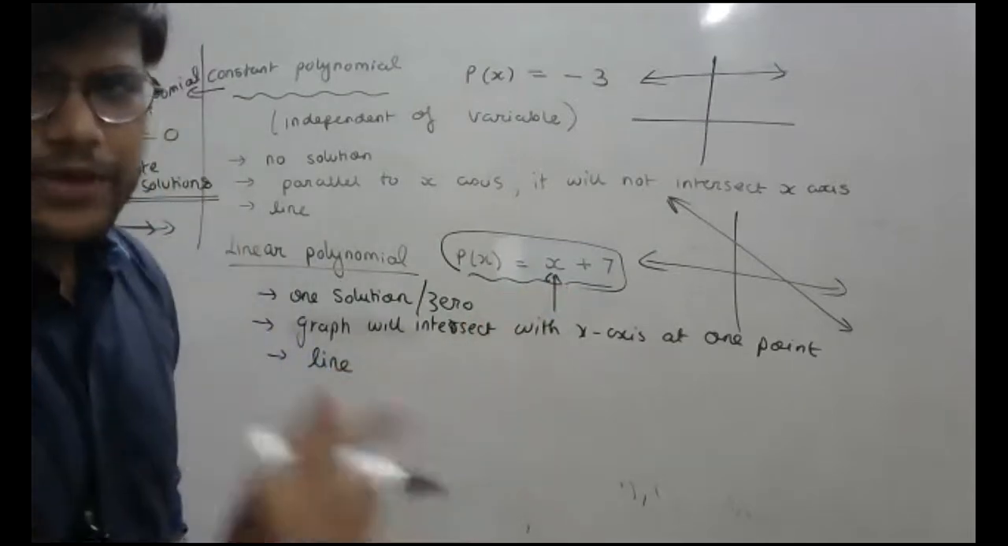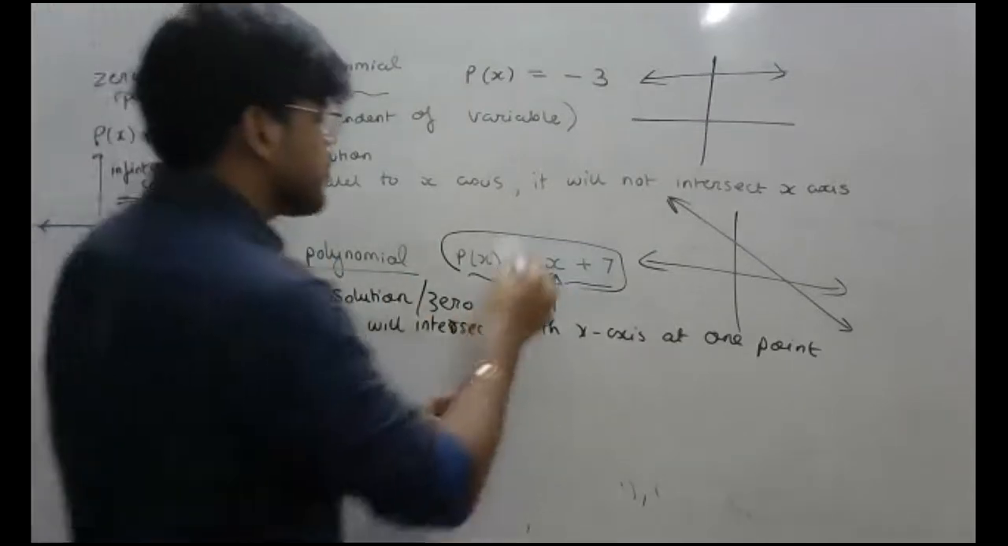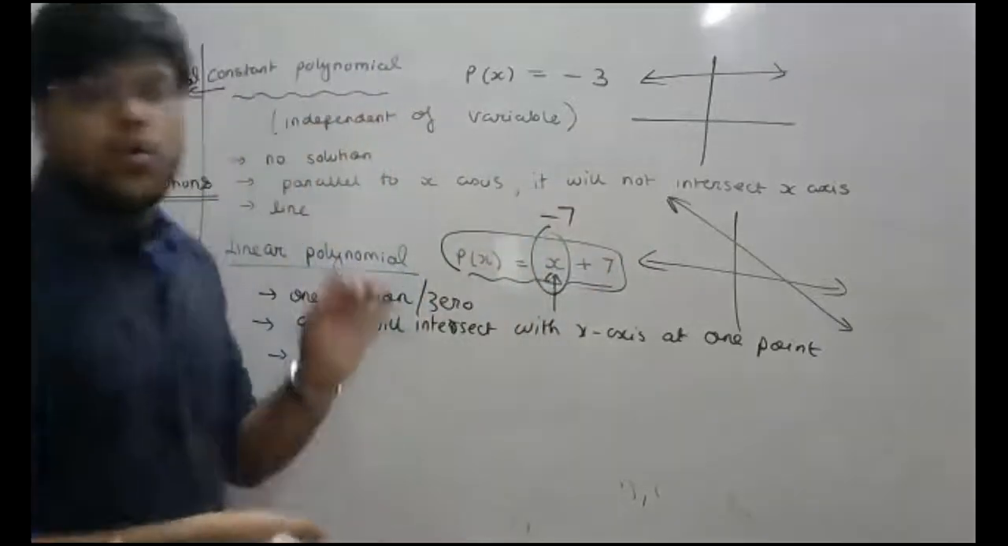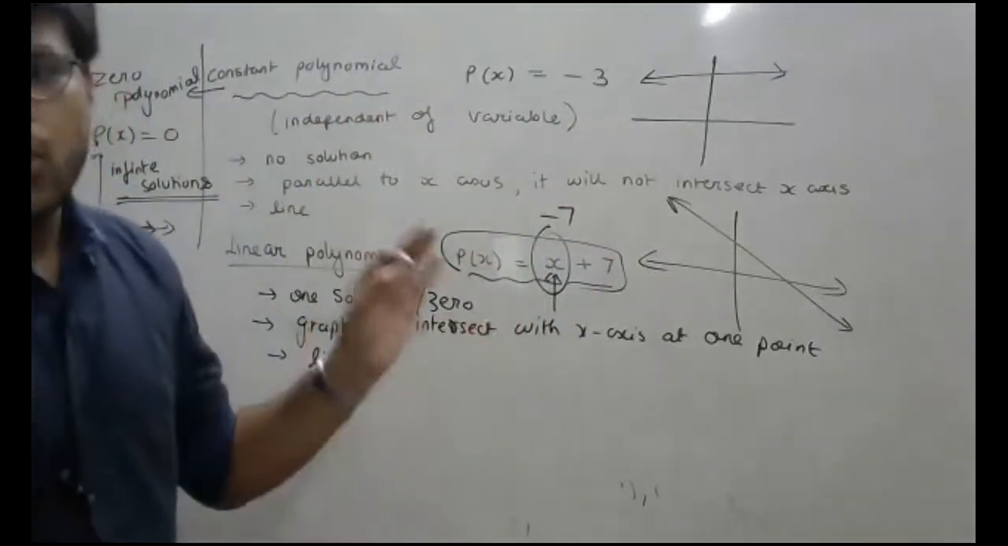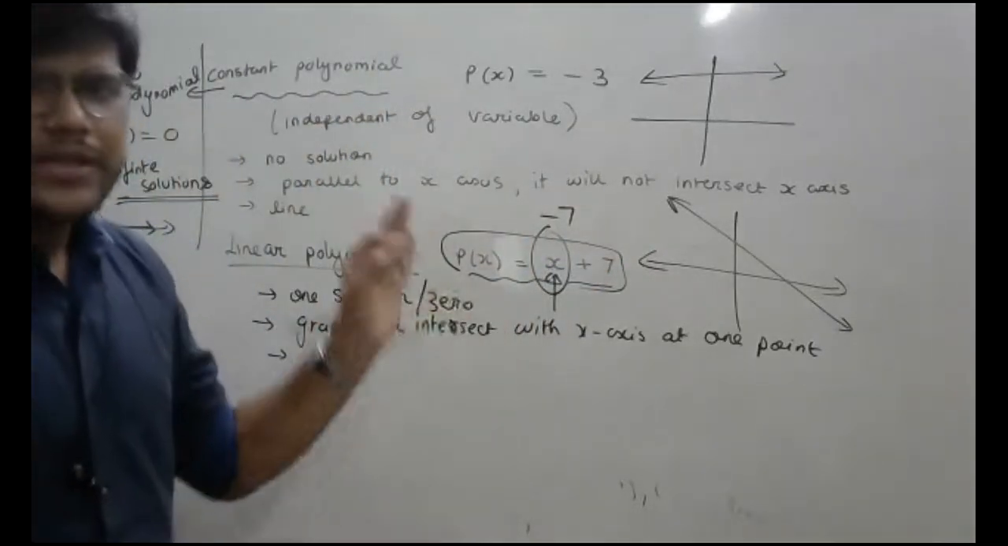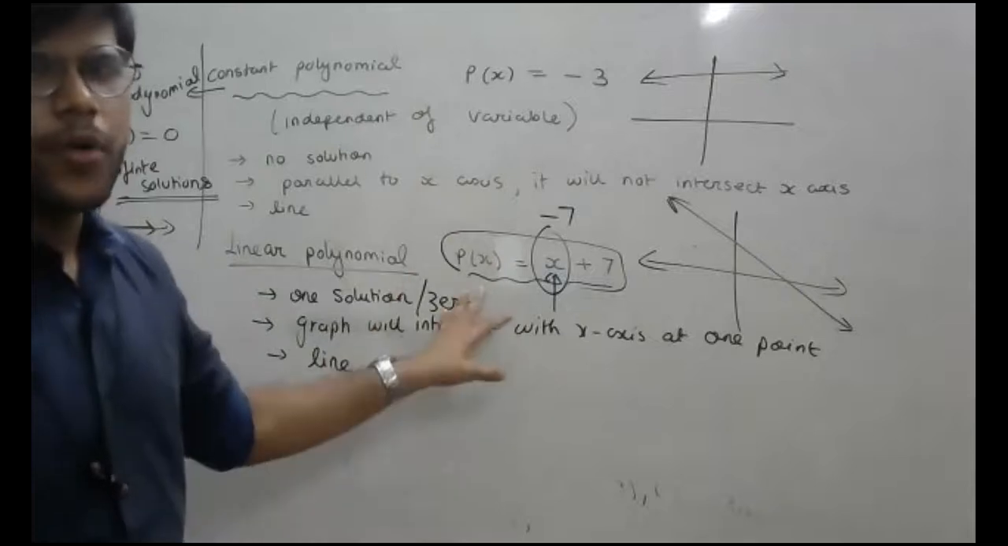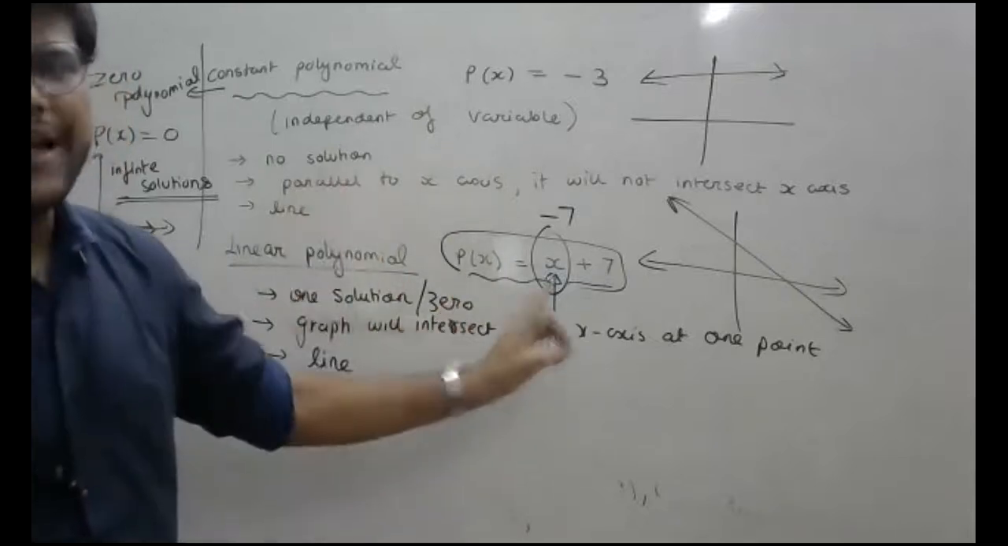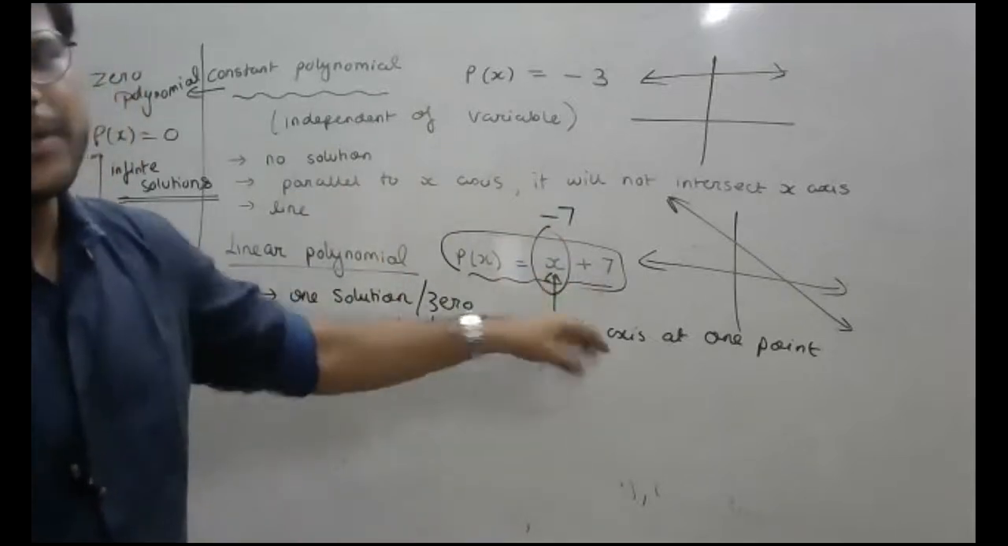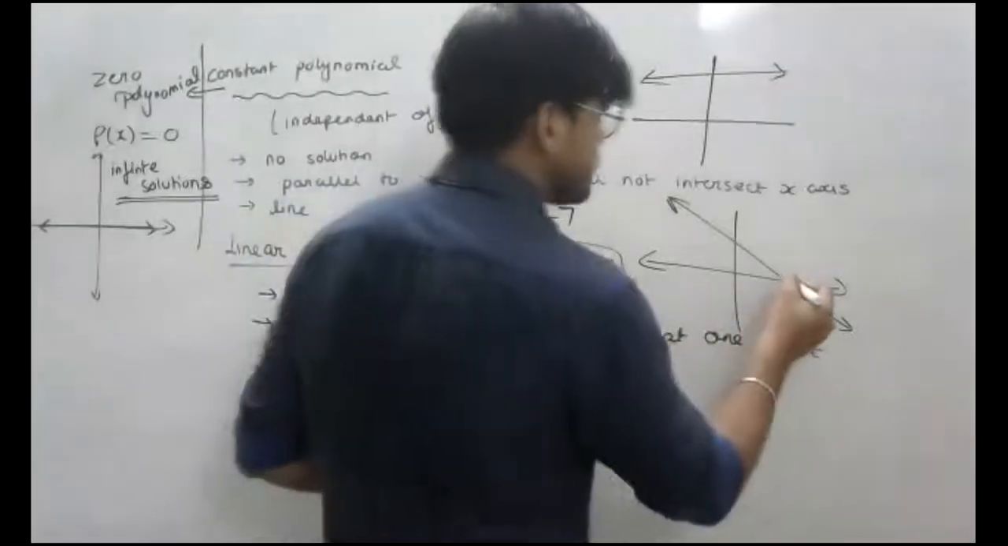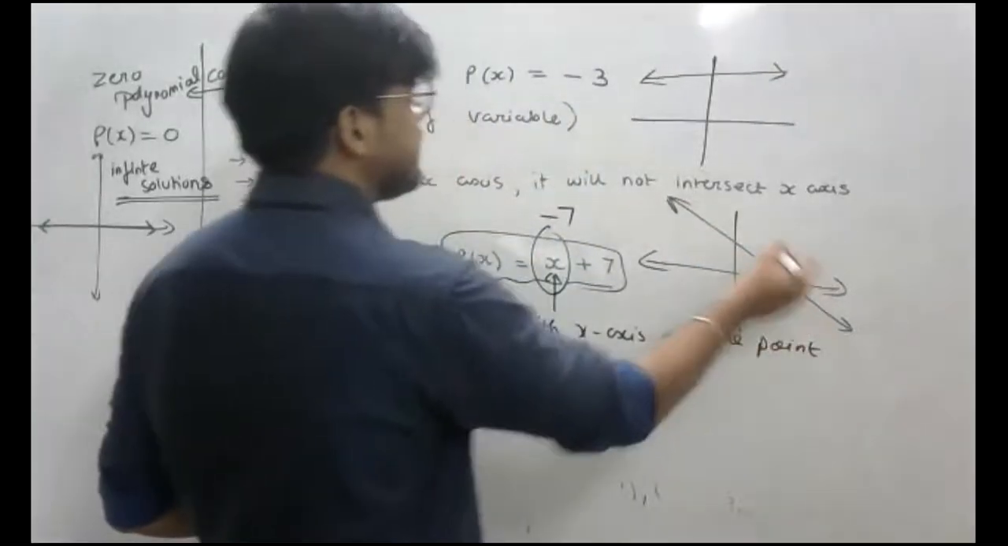-7. You have one specific value. So you are having only one value. When x is -7, only in that particular situation, your polynomial becomes 0. If the value of x is -7, then -7 plus 7 will be 0. Okay, so we will be having only one point.